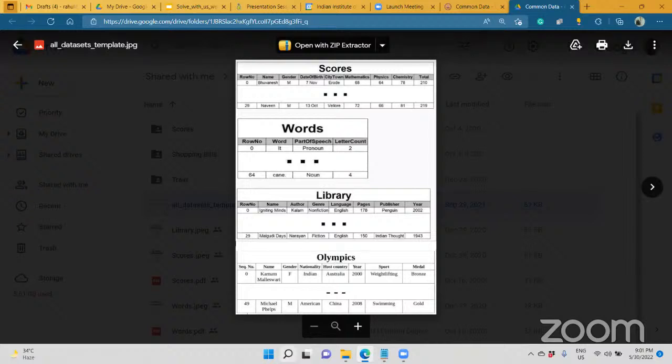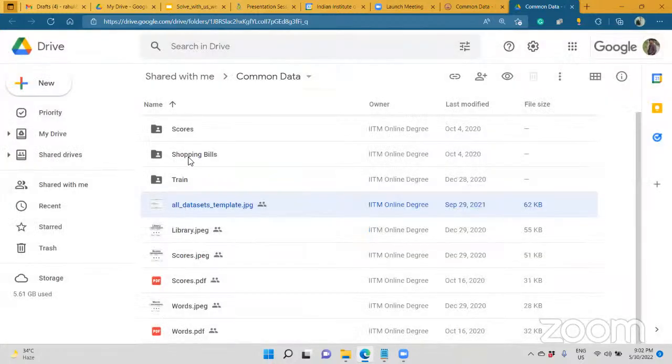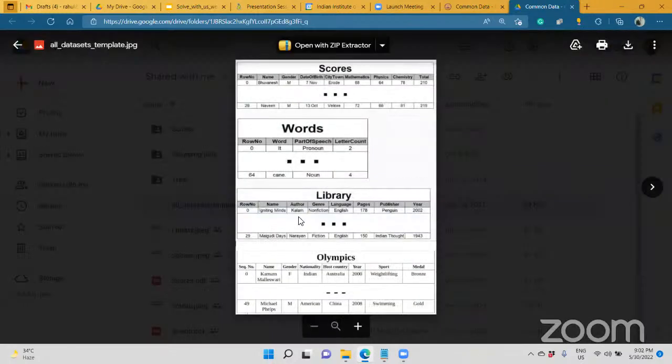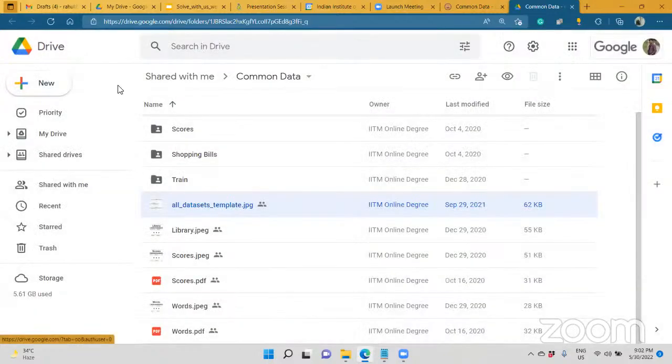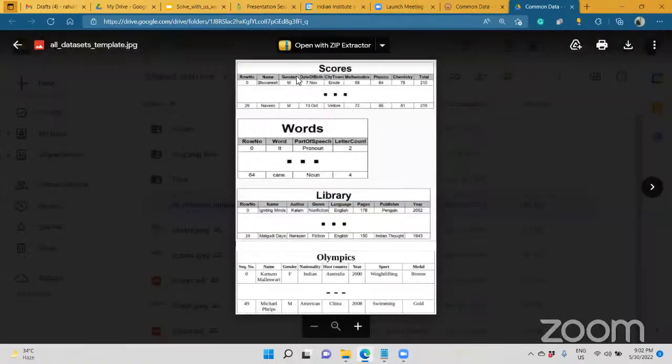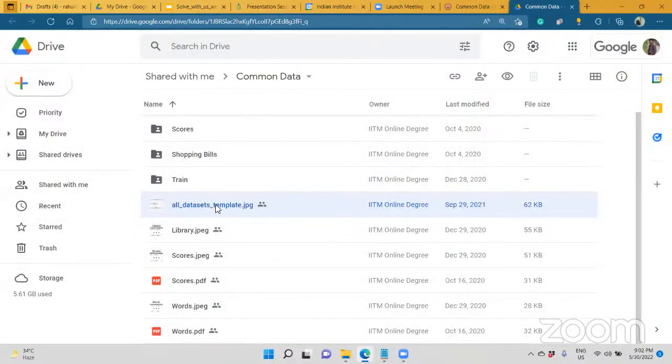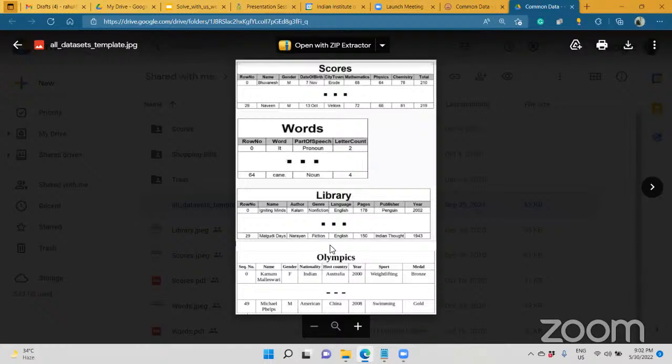Score, word, library, Olympic. Yes, sir. We have them, but combined, all the data sets are to be used in the qualifier, and only the shopping bill we cannot add here. You will get that in the exam also. This is the way it is written now, and this will be given in the exam, in short form. One example will be given.